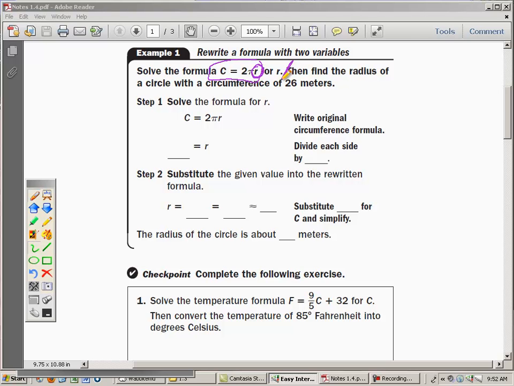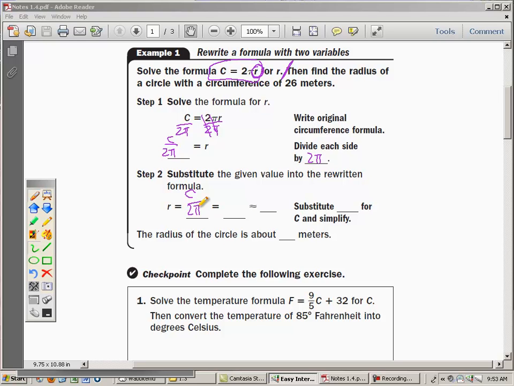The first thing is we need to write this so that it says r equals. We're trying to isolate r. Right now, r is being multiplied by 2 and multiplied by pi, so we're going to undo both of those by dividing both sides by 2 pi. The radius is equal to the circumference divided by 2 pi. So our formula now is circumference divided by 2 pi is equal to the radius.